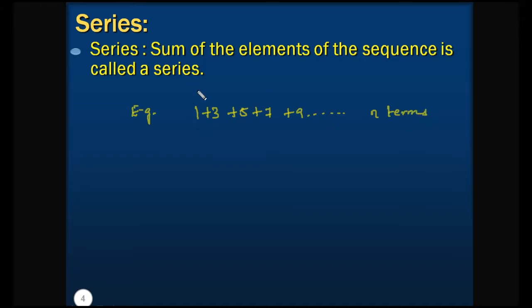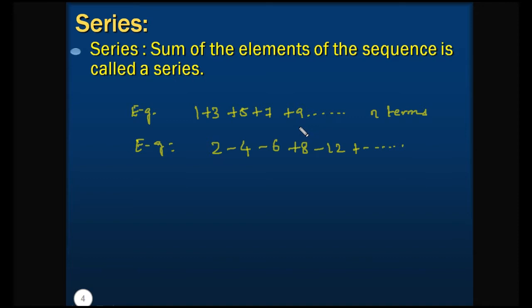If you observe this, this is a sequence. In between we have arithmetic sign, that is plus. So we can say that this is a series. One more example for series is 2 minus 4 minus 6 plus 8 minus 12 and so on. This is also called a series.